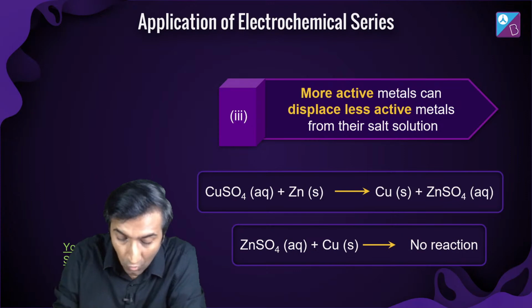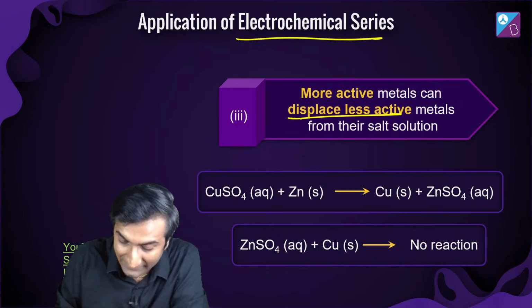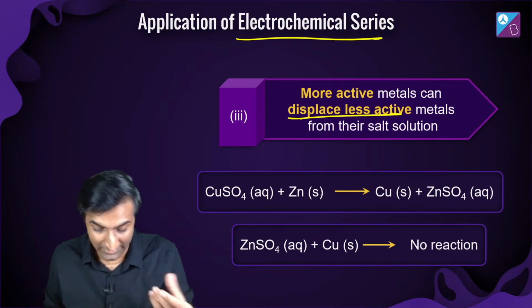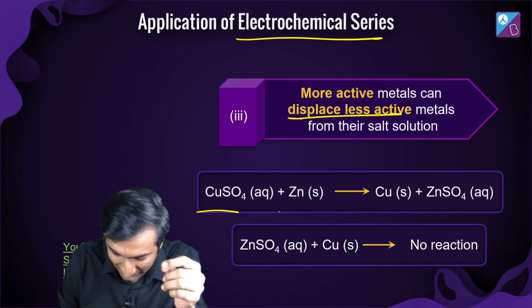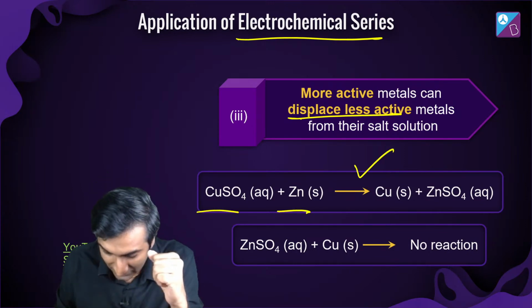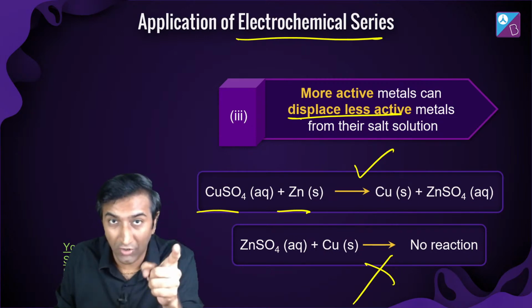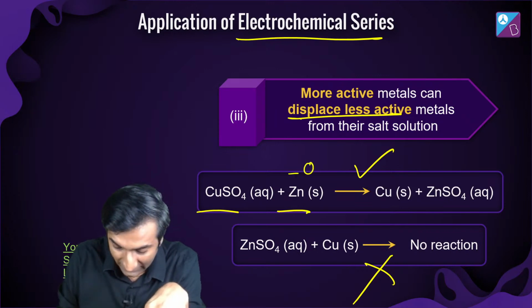Okay, what's the application of the electrochemical series? More active metals can displace less active metals. This is the main point, what you're talking about. That's important. I'm hungry now. So copper sulfate plus zinc, this reaction happens, while this one does not happen. Why? Because this is negative 0.76, this is plus 0.34.